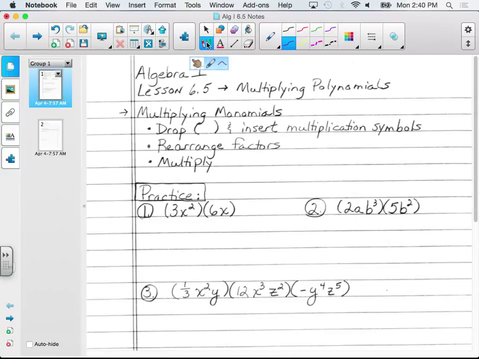Okay, so does everyone have a copy of the notes? Remind you, you have to report this. Yep.